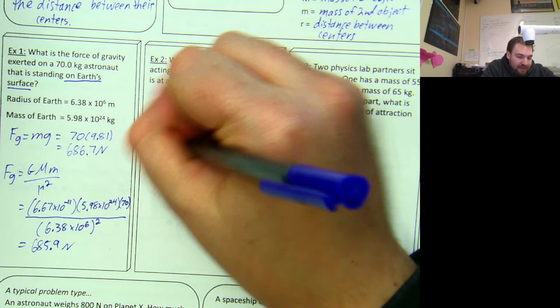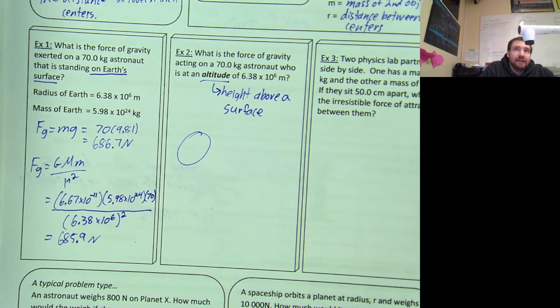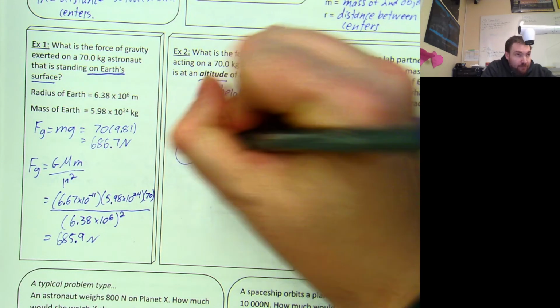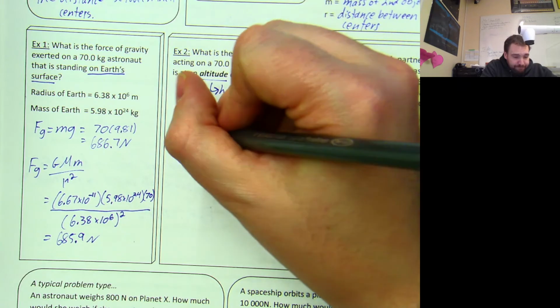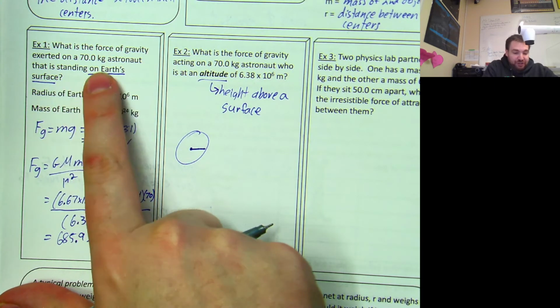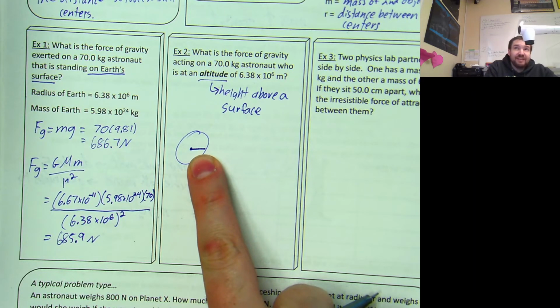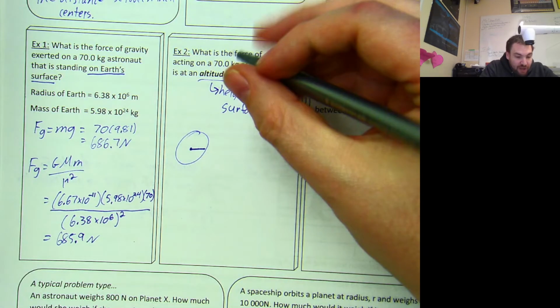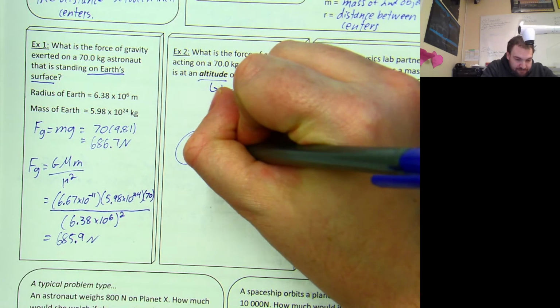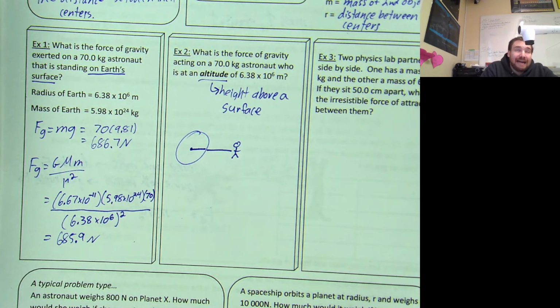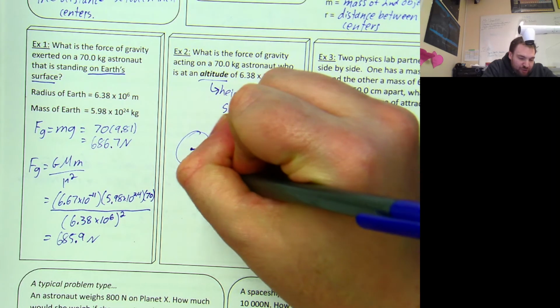So, there's my Earth. The first astronaut here was on the Earth's surface. This distance here is 6.38 times 10 to the 6. Our new astronaut is out here, at an altitude of 6.38 times 10 to the 6. So what's this total distance here?